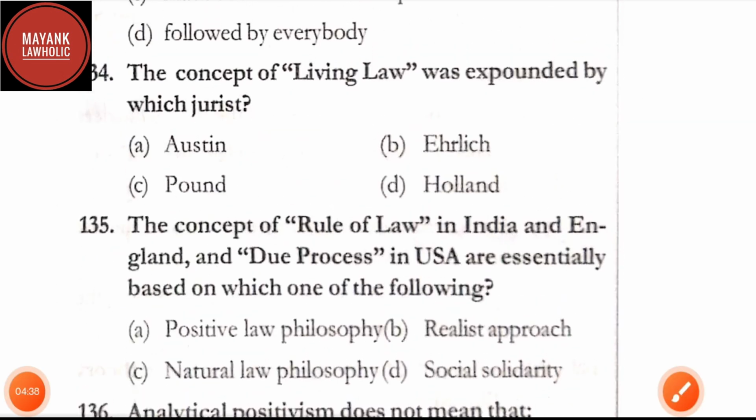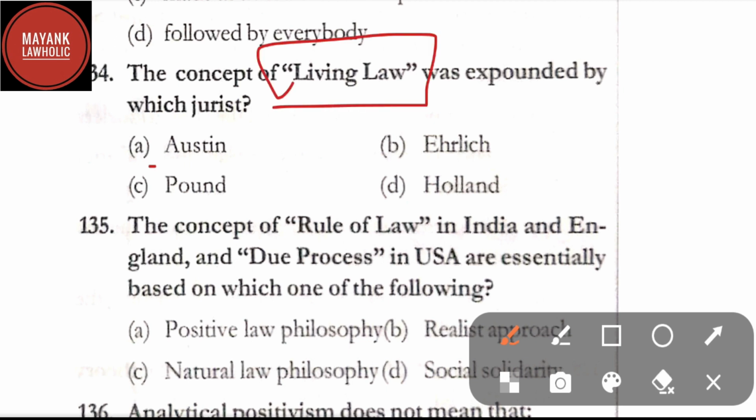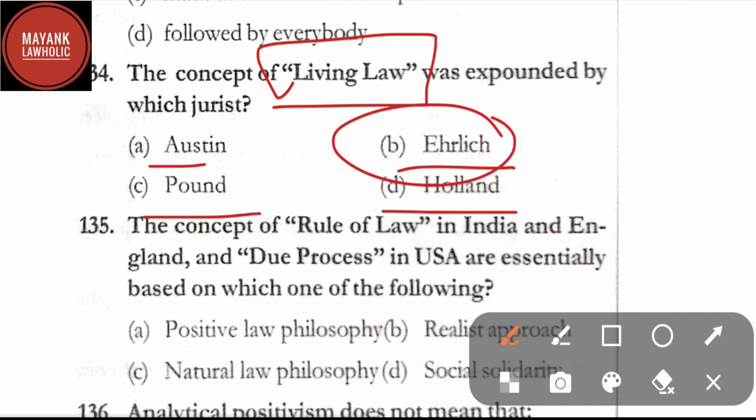Question number 134. The concept of living law was expounded by which jurist? Option A, Austin. Option B, Ehrlich. Option C, Pound. And option D, Holland. Here in question number 134, the correct answer is option B, that is Ehrlich. Ehrlich propounded or expounded the concept of living law.